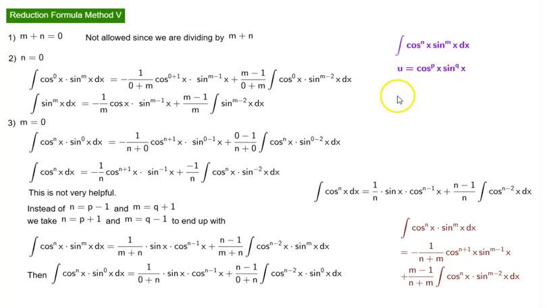So what we have achieved is to figure out the integral of the product of two trigonometric functions, specifically sine and cos, with powers m and n using the reduction formula.